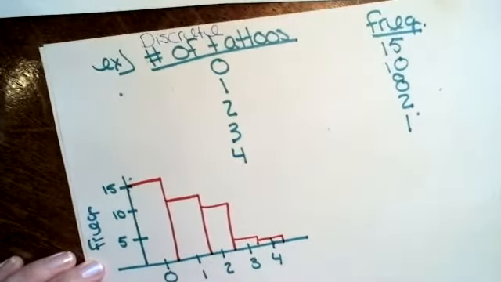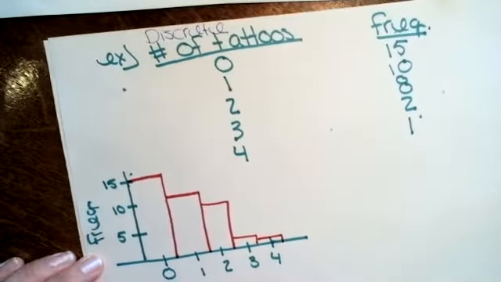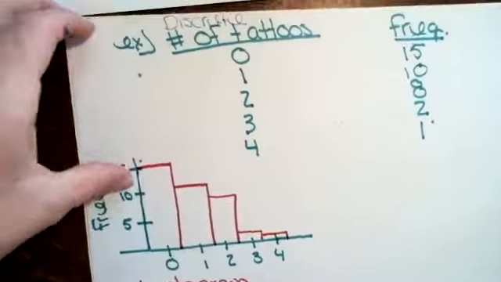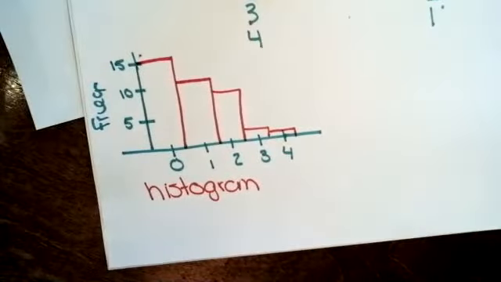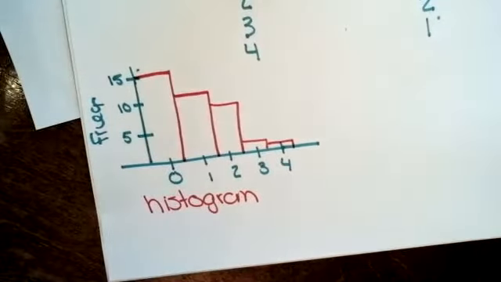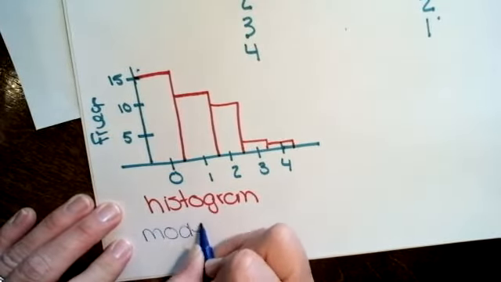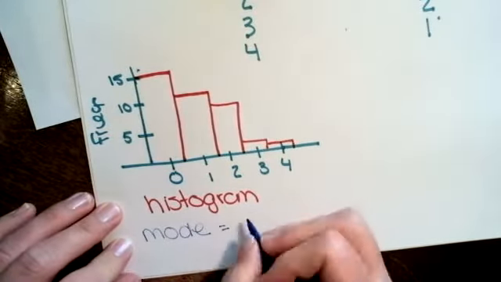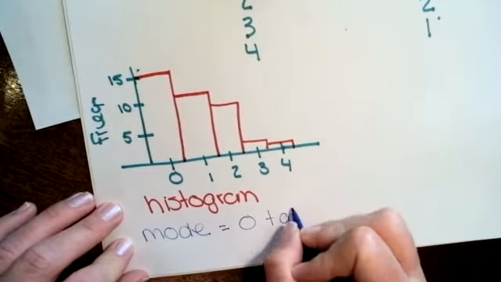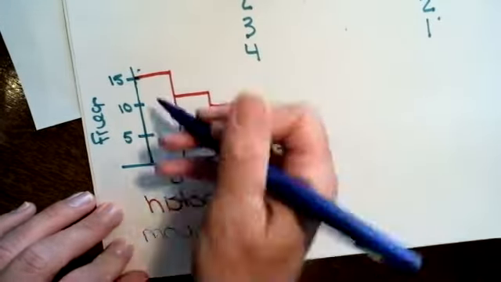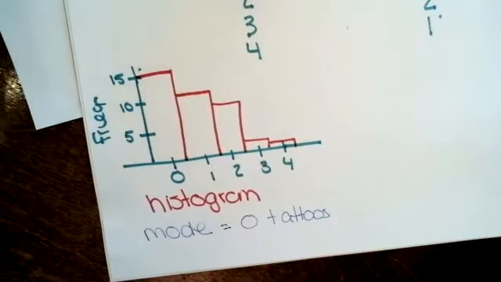It's nothing fancy, but it takes my information and puts it in a visual for me. Let me move my paper, okay? So I have this nice visual. Now, if I wanted to know what the mode is, the mode is the most occurring, and right now we are interested in that. The mode would equal 0 tattoos, right? It's the tallest bar. That's the one that occurs the most. Okay.